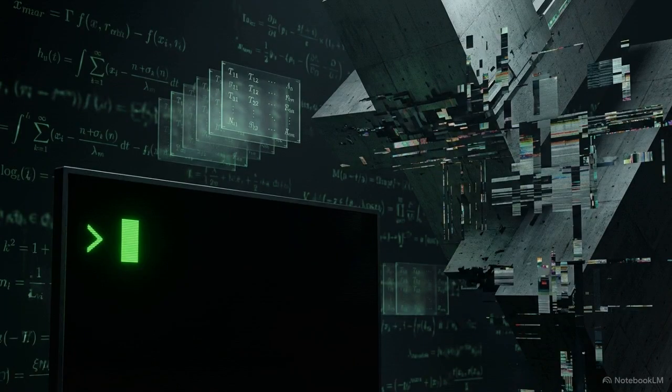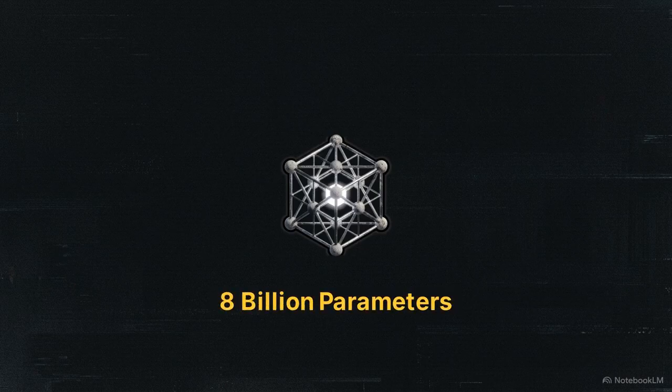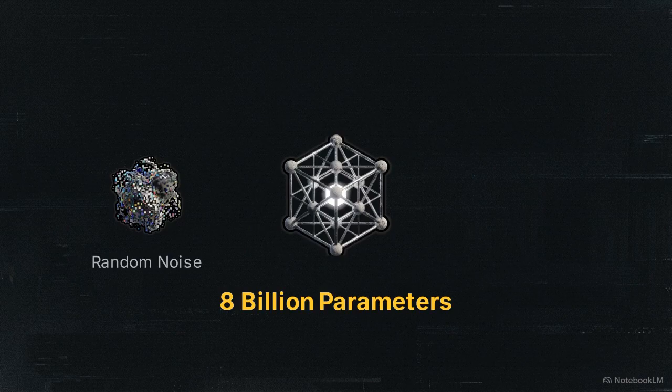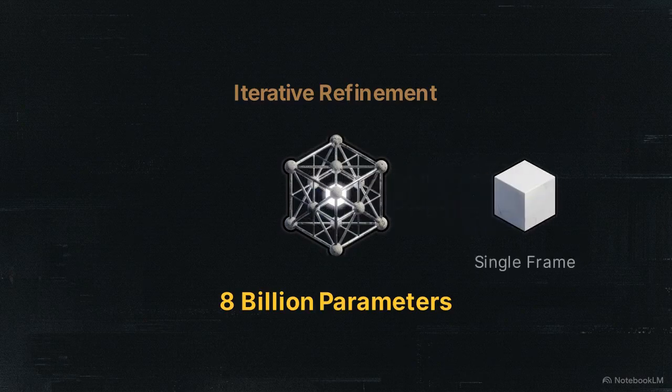Beneath the text prompt, the generation engine operates through massive-scale linear algebra. Models use matrices and tensors, large grids of data, and billions of learned weights called parameters. Stable Diffusion 3 uses 8 billion parameters. Through iterative refinement, the model starts with random noise, applying mathematical transformations until pixels converge into a coherent image.